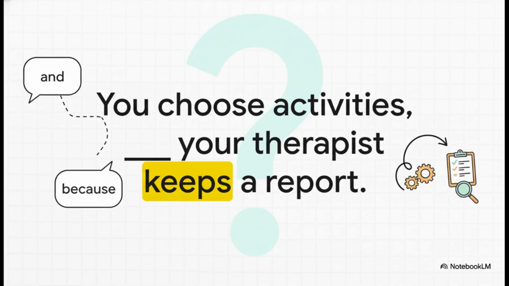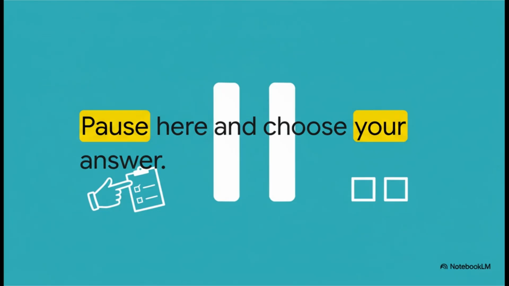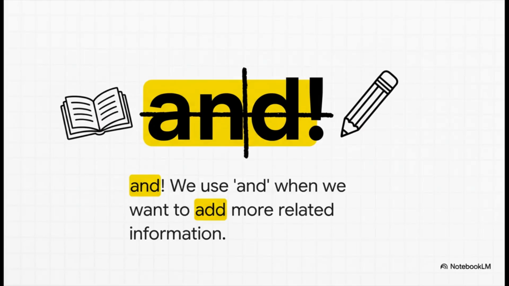Let's do it. Have a look at this sentence. What do you think? Should you use and or because in the gap? Okay, same again. Just pause here for a moment, think about your answer, and then press play when you're ready to check. And the answer is and. We just use and when we want to add more information. It's as simple as that. You do one thing, and your therapist does another thing.